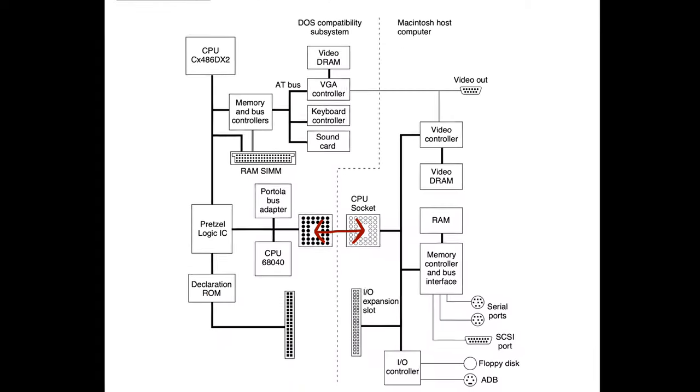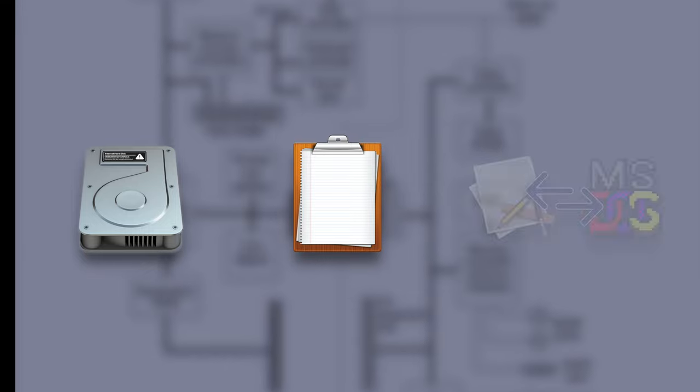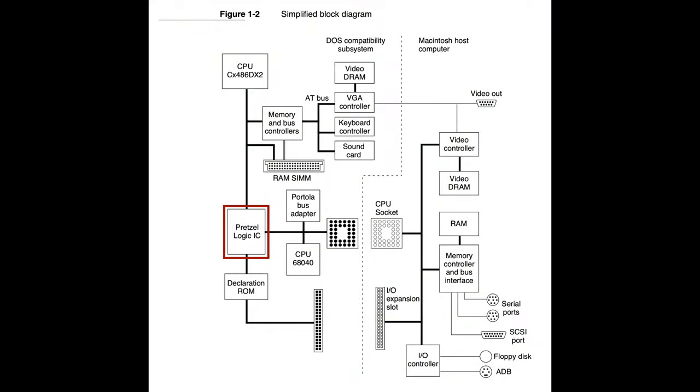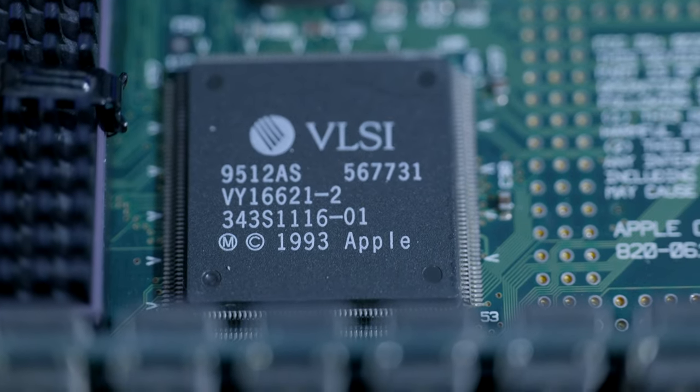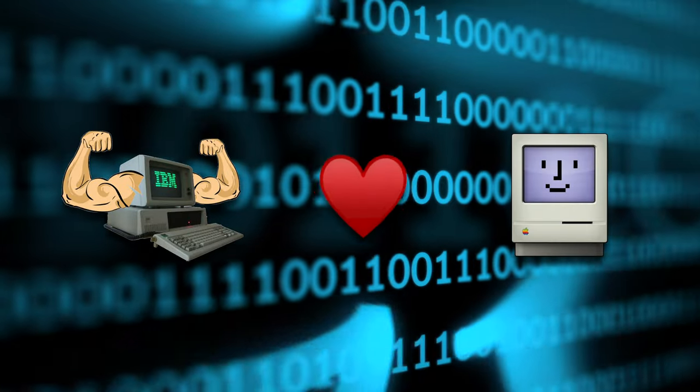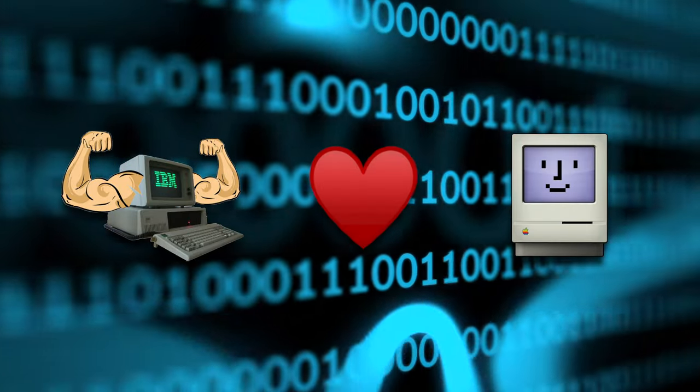Data sharing is done over the CPU socket. This includes reading disks, sharing clipboard, and passing messages between applications. All of this is handled by a custom chip called the Pretzel Logic IC, pun intended, I assume. One of the functions of this chip is to translate between Big Endian and Little Endian, allowing the two different CPU architectures to interpret data in the same way.